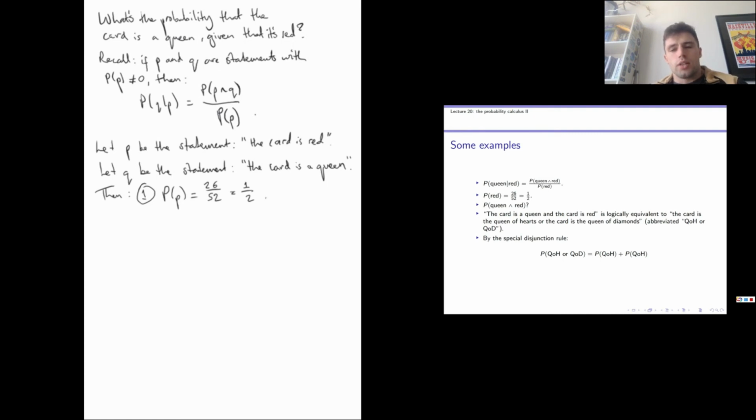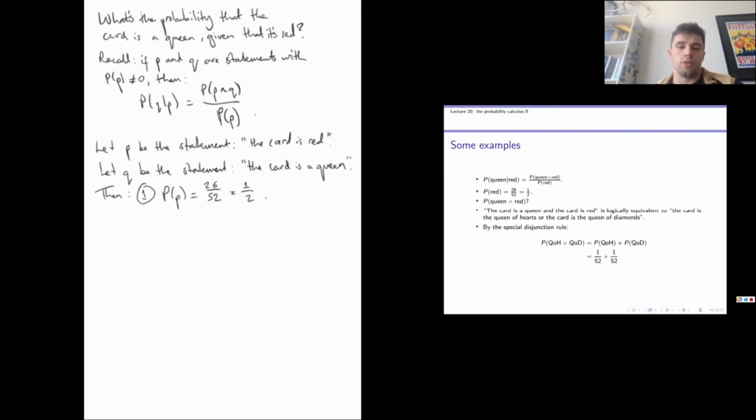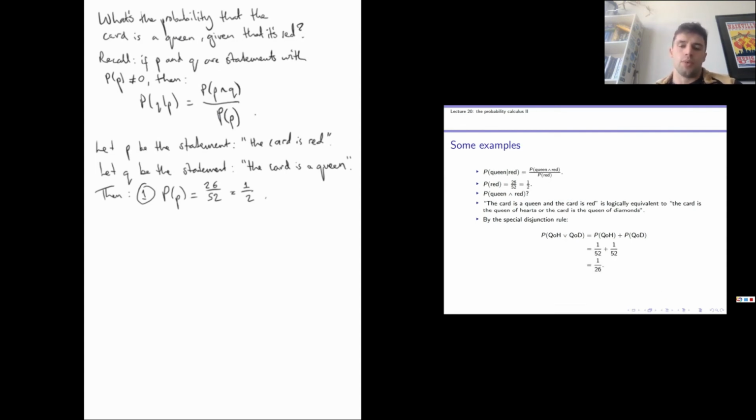So we see that the probability that the card is either the queen of diamonds or the queen of hearts is 1/52 plus 1/52, which is 1/26. Because the 2 statements, the card is the queen of diamonds or the card is the queen of hearts, and the card is a queen and it's red, are logically equivalent, we see that the probability that the card is a queen and it's red is also 1/26. They get the same probabilities.